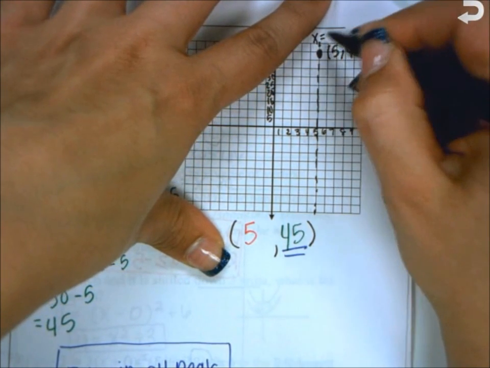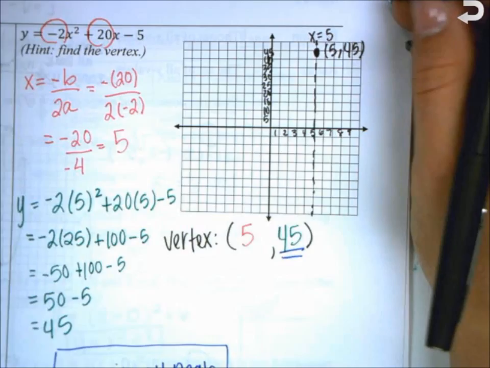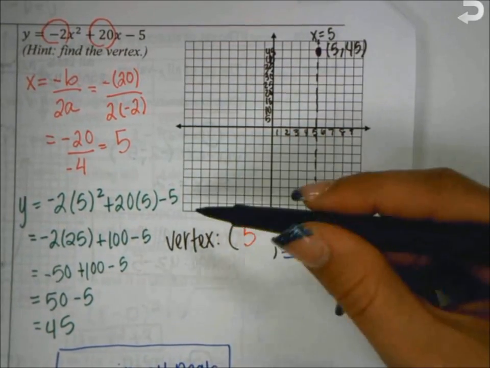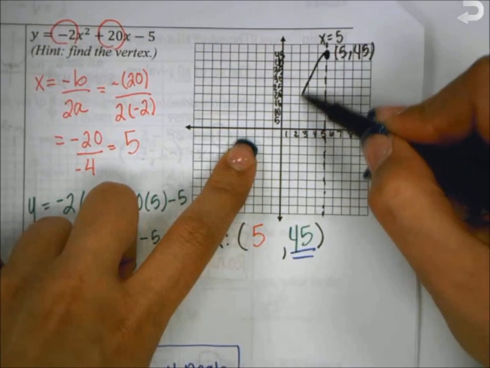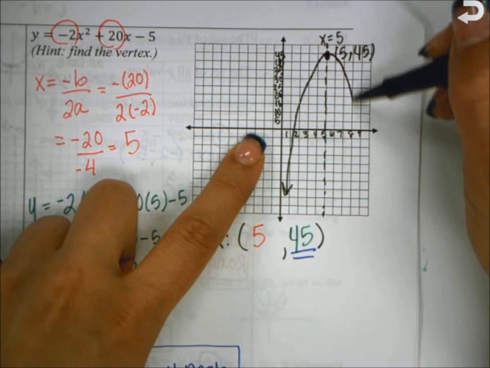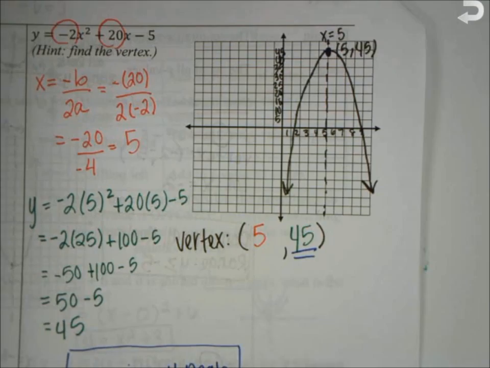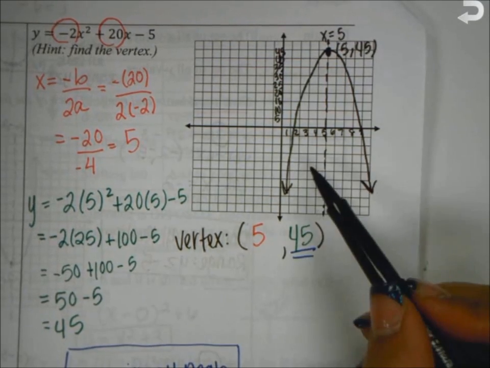Okay, so let's check it. Is my domain all real numbers? I'm going forever and ever and ever in the x direction. What about my range? Y is less than or equal to 45. Yes? Yep. So we can do it all without graphing now.